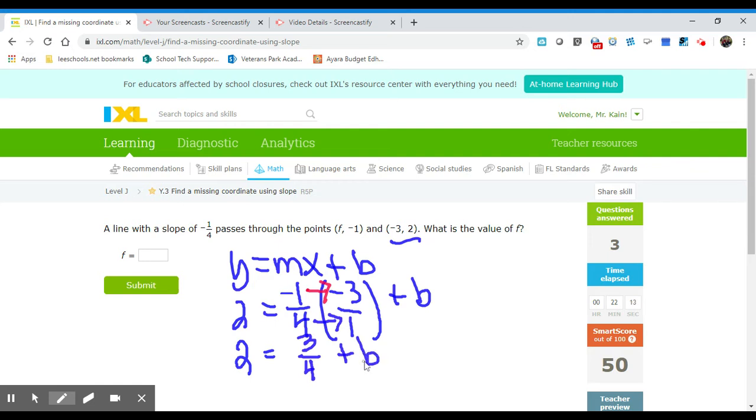All right, and then we have to subtract. We're using algebra. Remember, we need to get rid of this number 3/4. So we're going to subtract 3/4. Since it's a positive adding 3/4, we subtract 3/4 from both sides. That cancels out. Now we need to do 2 minus 3/4. Okay? So 2 minus 3/4.